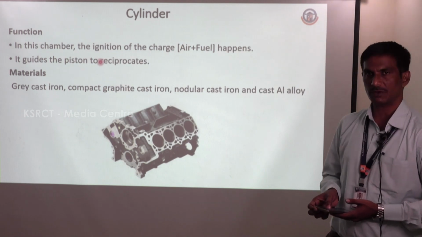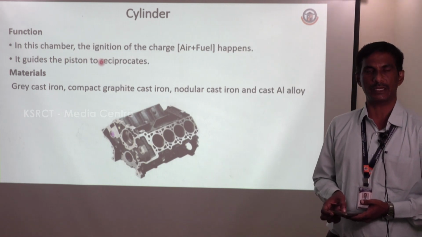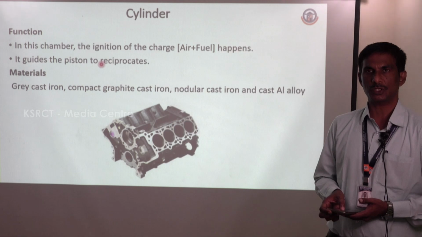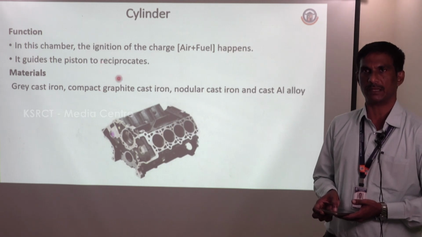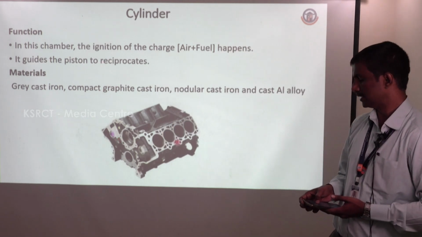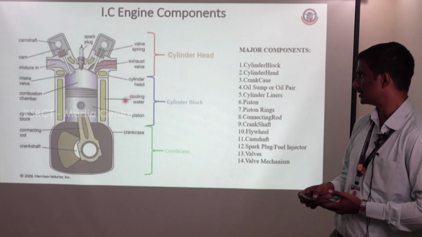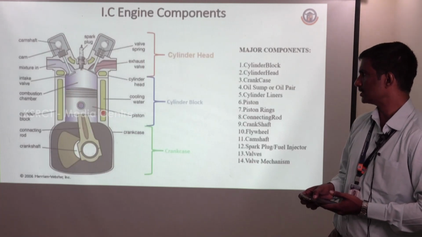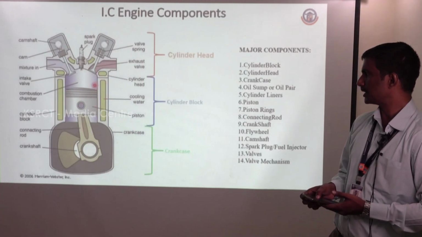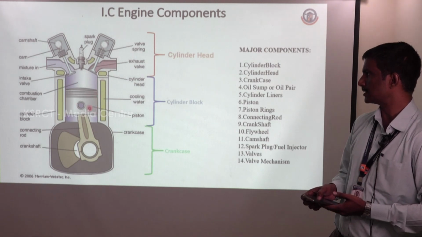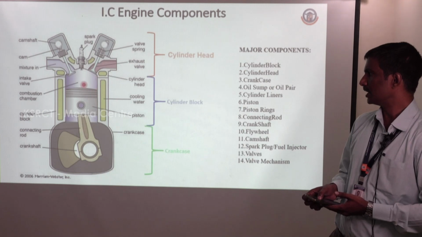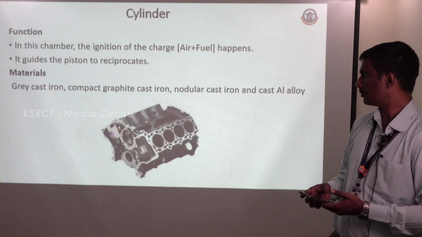Then another thing is the functionality of the cylinder. It provides the space for the piston to reciprocate up and down. You looked at that in the previous slide also. This is a cylinder. In the cylinder, the reciprocating action takes place here. So that much provision is to be given in the cylinder block.